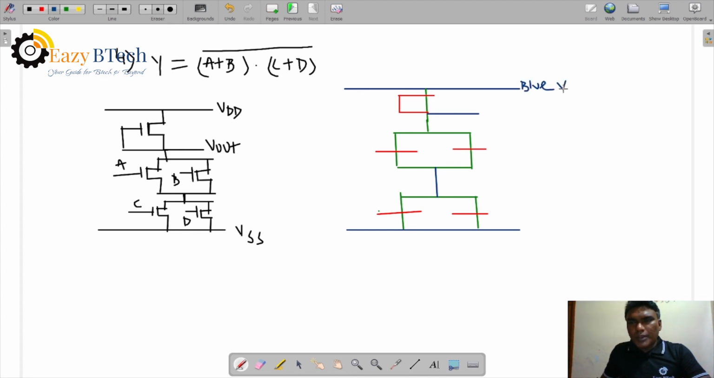Blue color for VDD, VSS. This color is blue, and here also Vout is blue representation. Now polysilicon terminals: A, B are parallel, C, D are parallel, and A plus B and C plus D are in series. Now the yellow dotted line is there. This is the yellow dotted line for the depletion mode transistor.